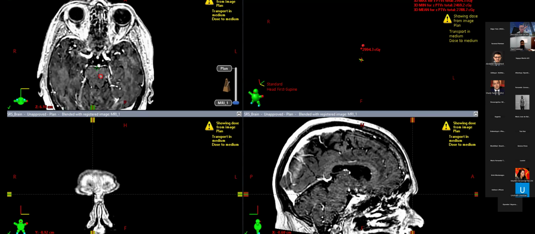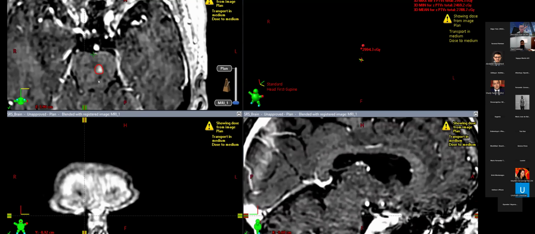The pons lesion, I did not use 9 gray times 3. The reason for that is because our brainstem constraint was not being met, which is the 0.5 cc less than 19 gray or so. That was not being met if I did 27 gray, but it was being met with the 24 gray.